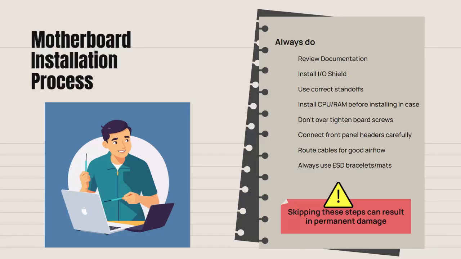Now onto the motherboard installation process. You always want to review documentation before starting and install the I/O shield. Use correct standoffs, pre-install the CPU and RAM, secure the board without over-tightening, and connect front panel headers carefully. Route cables for good airflow, and skipping these steps can lead to things like shorts, boot failures, or silent hardware damage, so always be careful when assembling your motherboard.